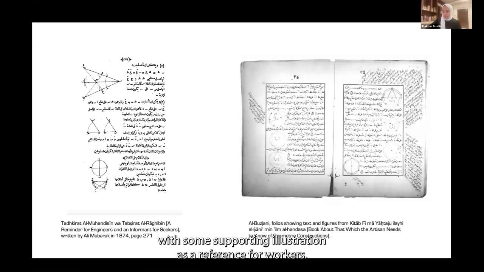As a reference for workers, this book is comparable to the 10th century manuscript that I have a copy of on the right by Al-Bozjani, titled ما يحتاج إليه الصانع في علم الهندسة, about that which the artisan needs in the knowledge of geometric construction.